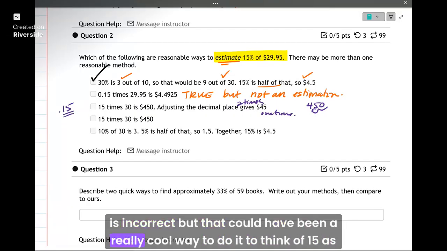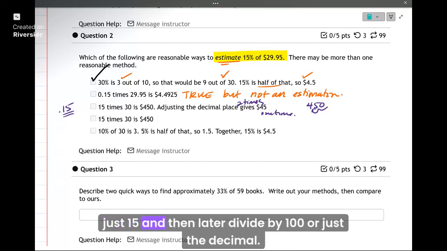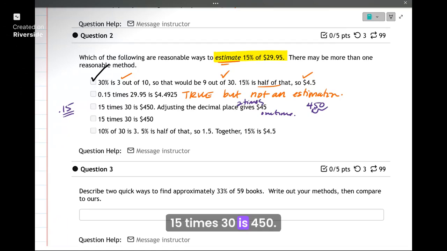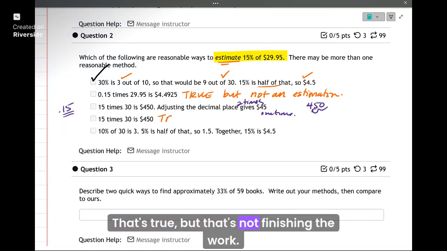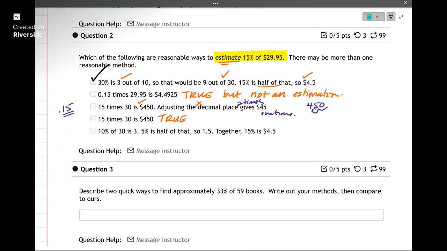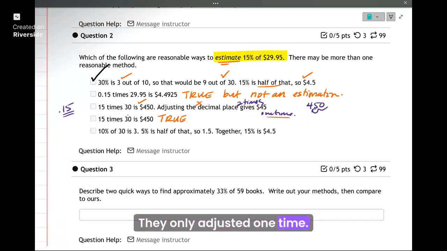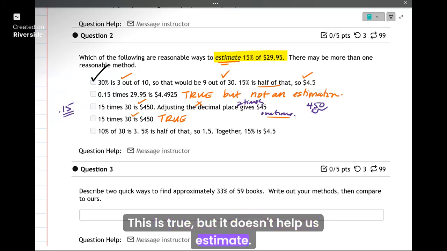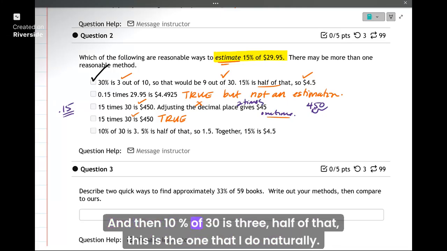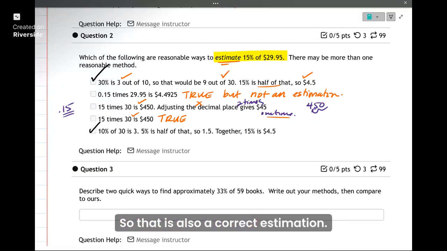But that could have been a really cool way to do it, to think of 15% as just 15 and then later divide by 100 or just the decimal. 15 times 30 is 450. That's true, but that's not finishing the work. Okay, that's true, but this is false. They only adjusted 1 time. This is true, but it doesn't help us estimate. And then 10% of 30 is 3, half of that, and this is the one that I do naturally. So that is also a correct estimation.